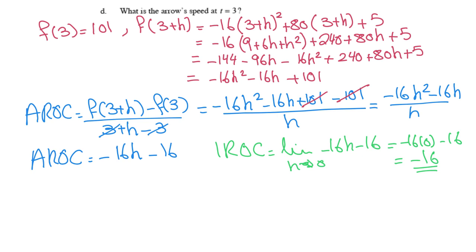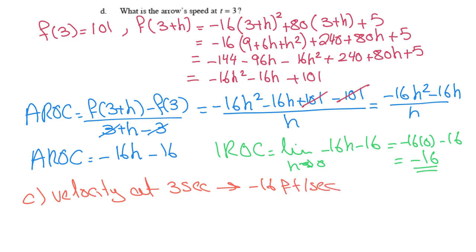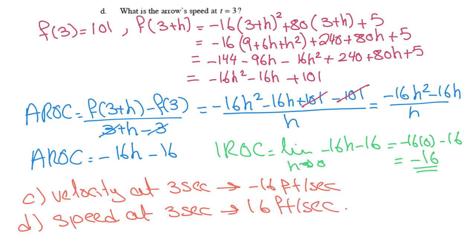Now the question is, what does this number represent? Think about it. The negative 16 is your velocity at exactly 3 seconds. So the velocity at 3 seconds is equal to negative 16 feet per second. But the speed at 3 seconds was equal to 16 feet per second. So remember, the speed will always be the absolute value of your velocity. The velocity, depending on the direction, whether it's going up or down, would be either positive or negative, but the speed is always positive.